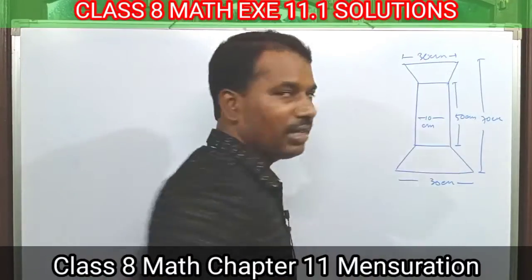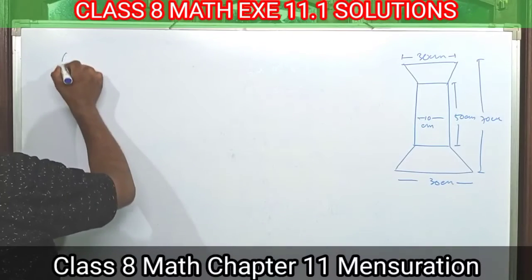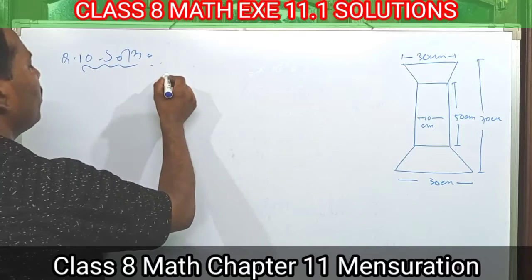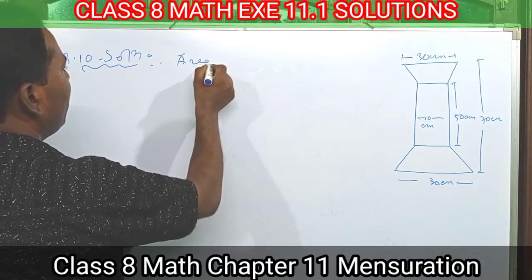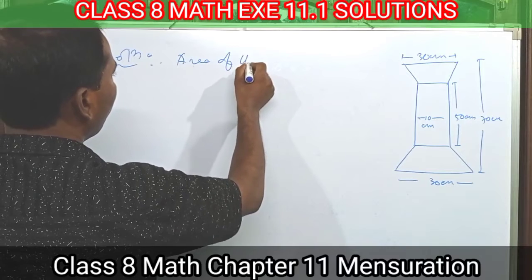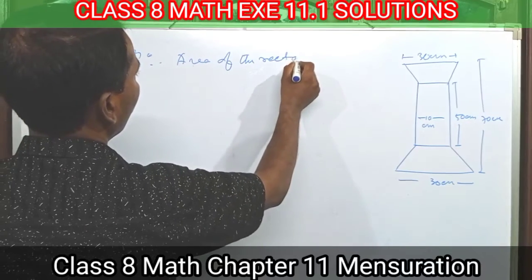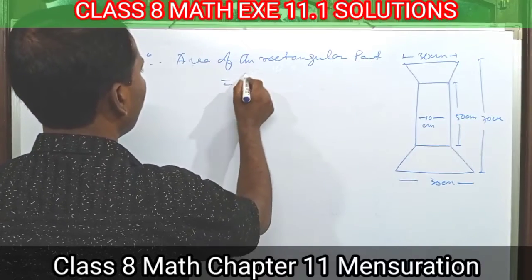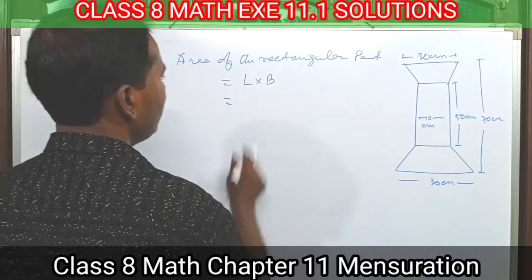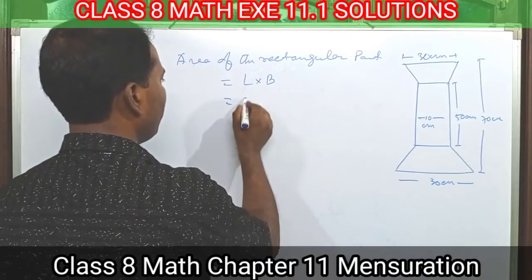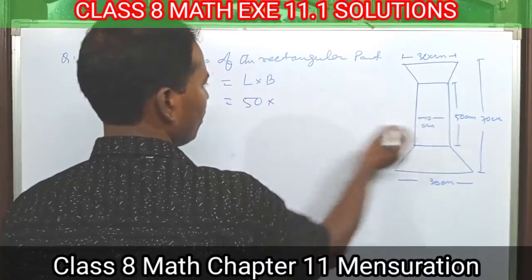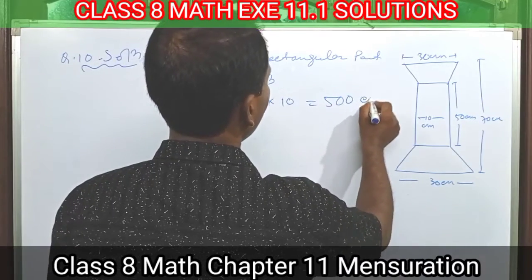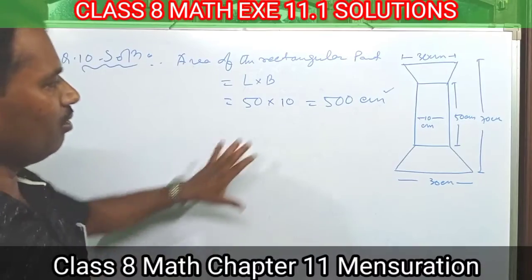First, this middle portion is a rectangular part. So this is question number 10 solution. Area of the rectangular part, length into breadth. What is the length of the rectangular part? This is 50, and breadth is 10. Then it is 500 centimeters square. Got it?